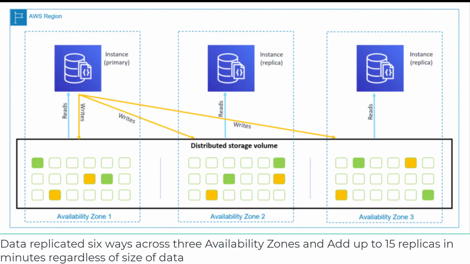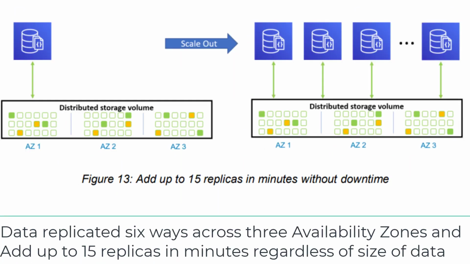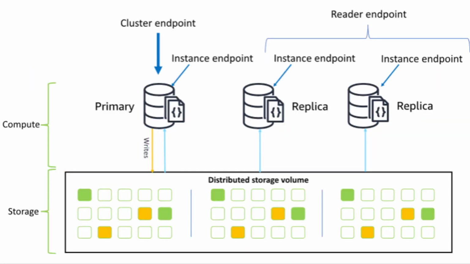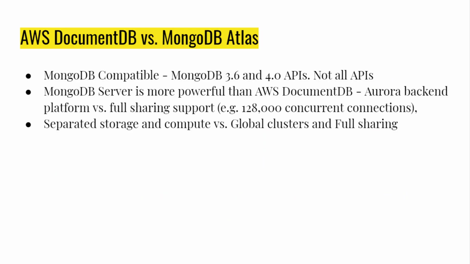AWS DocumentDB, on the other hand, is running on top of the Aurora backend platform. It supports a single primary instance across 3 availability zones with up to 15 replicas. However, because AWS DocumentDB's storage and compute are separate in its architecture, a cluster with a single instance is highly durable. Durability is handled at the storage layer. As a result, an AWS DocumentDB cluster with a single instance and one with 3 instances achieve the same level of durability.